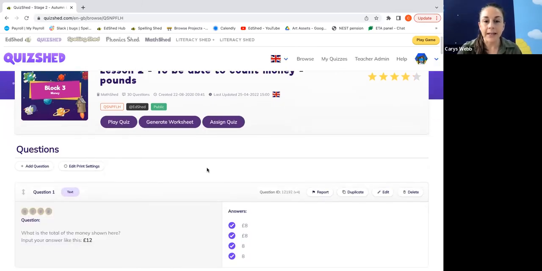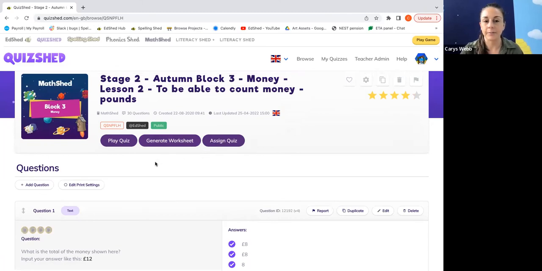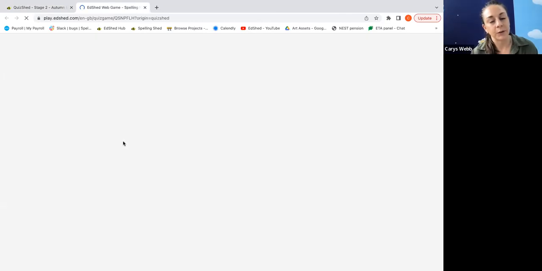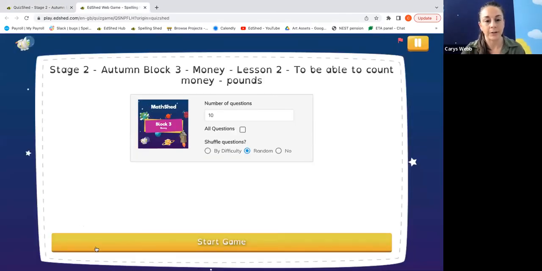There we are. Okay, so you can also generate this as a worksheet if that's easier, or if you have some pupils that don't have devices. If I click play quiz, this is what it will look like if you assign it to a pupil, and this is what the pupil screen will look like.